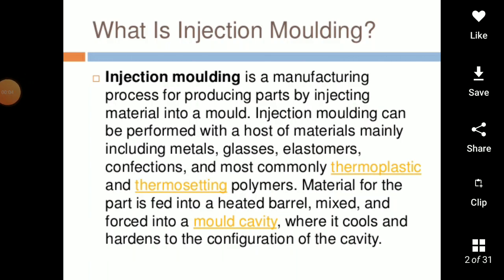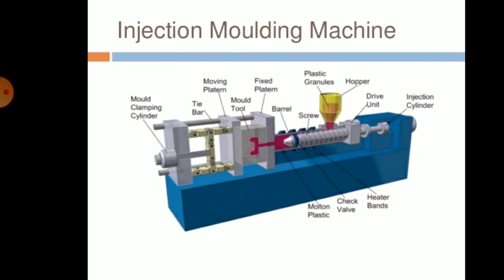So first we will discuss what is injection molding. Injection molding is a manufacturing process for producing parts by injecting materials into a mold. It can be performed with a host of materials, mainly including metals, glasses, elastomers, confections, and most commonly thermoplastics and thermosetting polymers. Material for the parts is fed into a heated barrel, mixed and forced into a mold cavity where it cools and hardens to the configuration of the cavity.